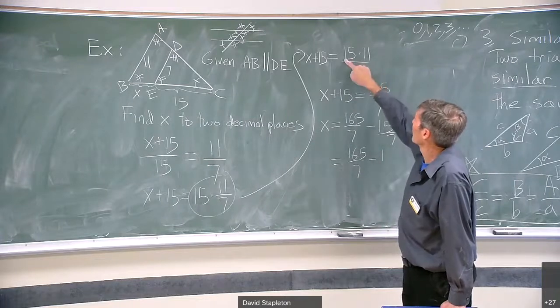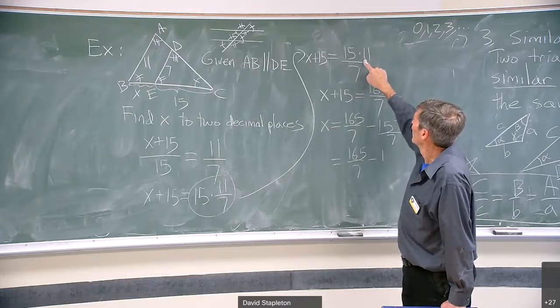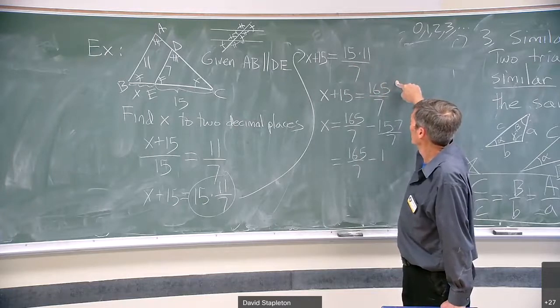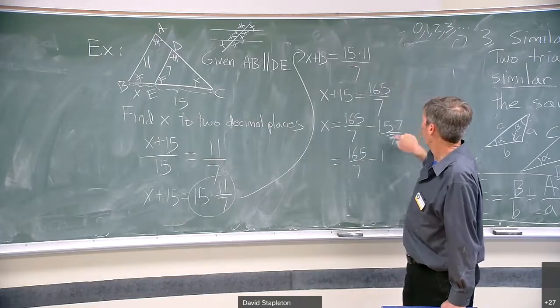Oh, I mismultiplied here, right? 15 times 11. That's all right. That's right. Okay, that's all right. Yeah, this is 85. Yeah, thank you. Okay, 85 over 7. Yeah, there we go.